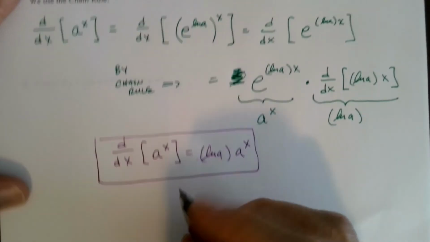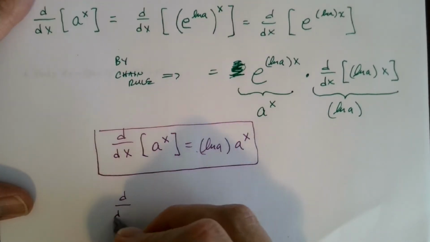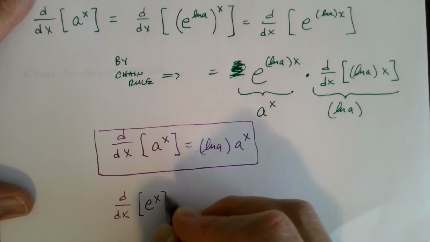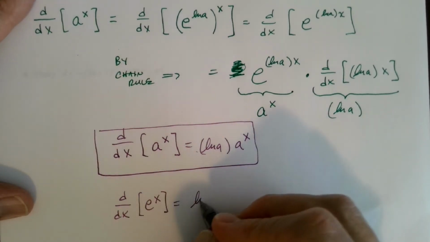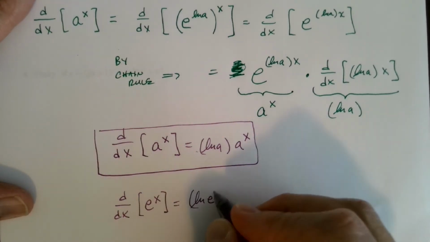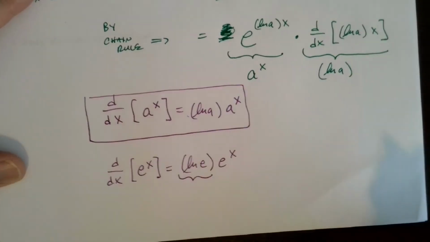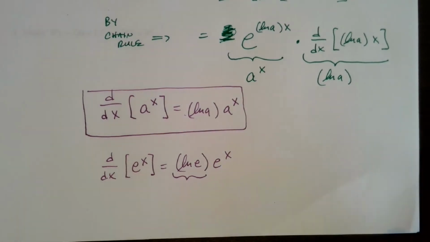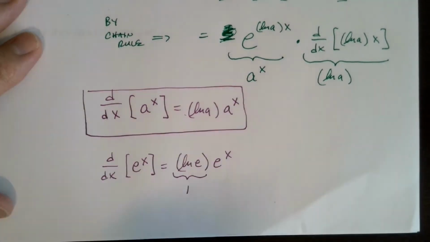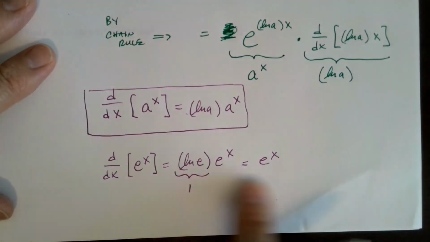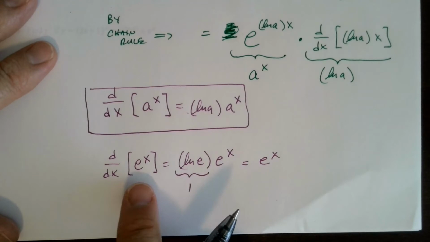And notice it does indeed work if I take the derivative with respect to x of, say, e to the x, and I use this rule. It says natural log of the base, which is e this time, a is e, times e to the x. But what's the natural log of e? What's the power of e needed to get e? E to what power equals e? Answer 1, right? Natural log of e is 1. And this is just e to the x. And so it works for what we know.